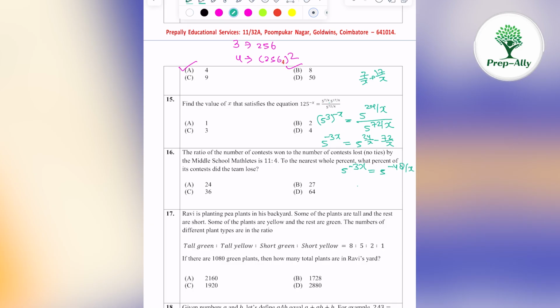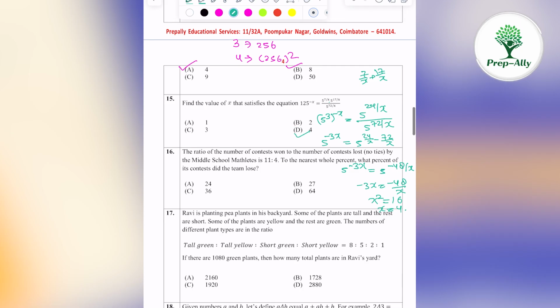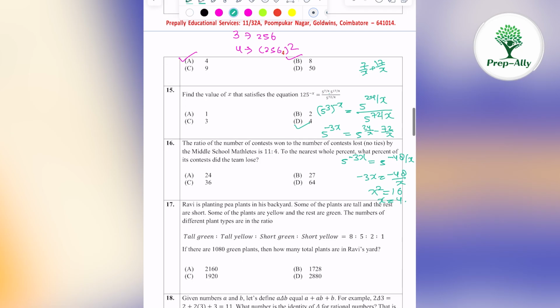So again here if we simplify, we are getting minus 3x is equal to minus 48 by x. So x square is equal to 16, it means x here we are getting as 4 unit, because minus 4 is not given, so we only take the positive value. So we are getting plus 4 as the answer for this given problem.